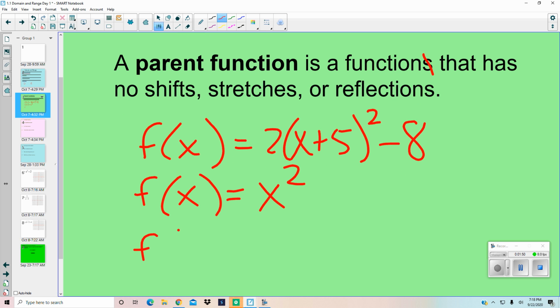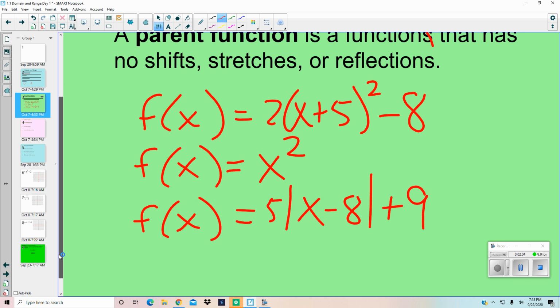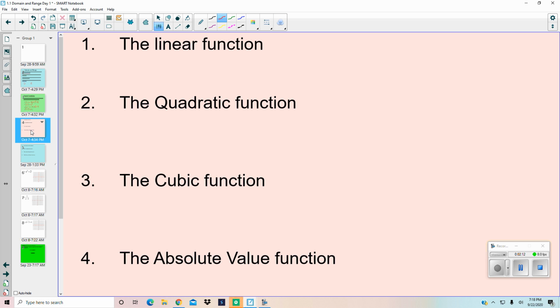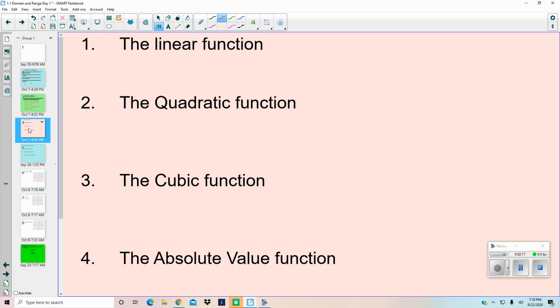Another example would be if I give you an absolute value function. The parent function of that would be just straight up absolute value of x. So I'm going to give you eight functions, and I'm going to tell you the domain and range for each one and what the rules are. So you're probably going to want to write notes when you're listening to this video so you have all of these functions written down, all 8.